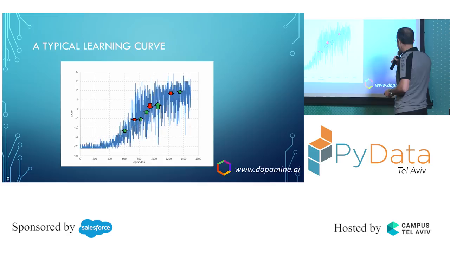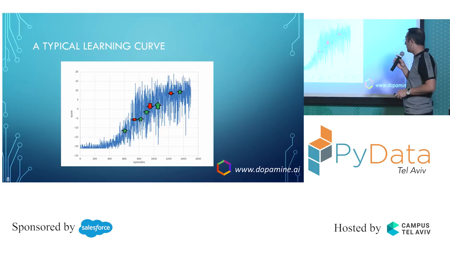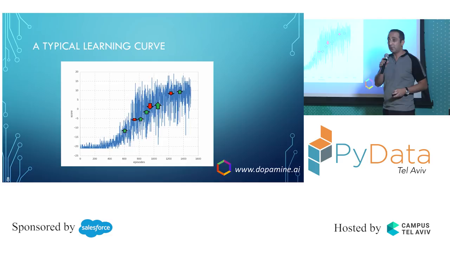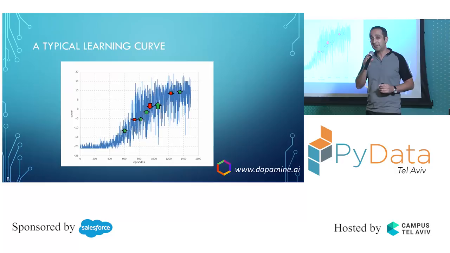For example, here we have some example of a typical learning curve. And let's assume that one of the teachers was responsible for each one of these changes in the score of the model being learned. So in some cases, the score went up. These are the green arrows. In the red arrows, the score went down. But how exactly do I reward that specific teacher? Was it a good one?